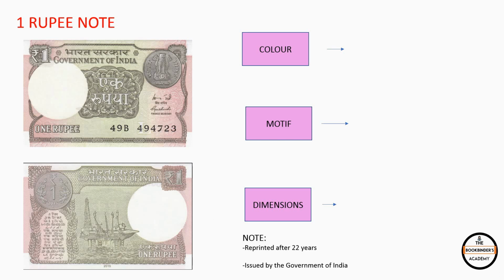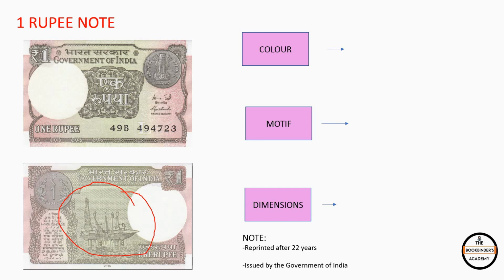In the coming lecture, we're going to be discussing three basic details which are important and need to be remembered in case of currency notes. That is color, motif and dimension. Color is basically the color of the note. Motif is the image or the landscape that is etched behind the note, just like this. And dimension is basically the length and the width, the length and the breadth, whichever you prefer.